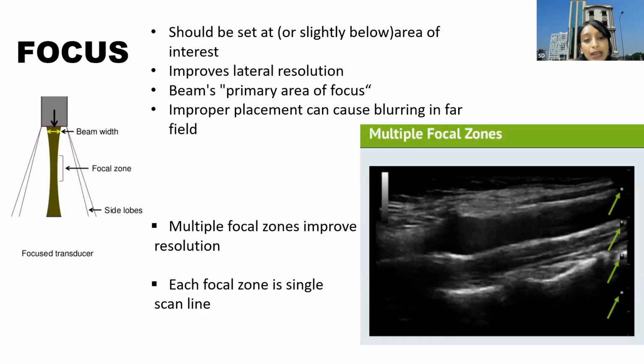So a beam's primary area of focus is being targeted here, and improper placement can cause blurring of the nearby field. Multiple focal zones can be set. Multiple focal zones will increase the resolution of the entire image, and each focal zone is represented in a single scan line.